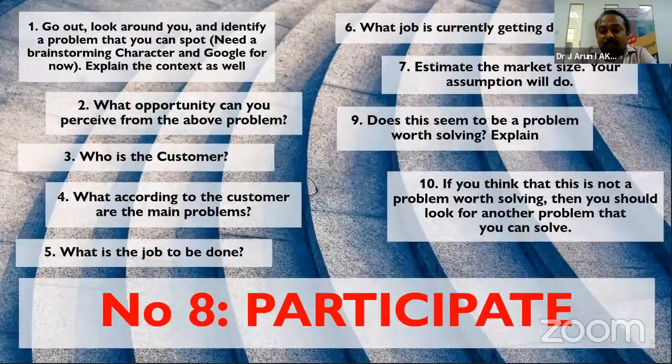Number 8. See, this is how you should be. 1, 2, 3, 4, 5, 6, 7, 8 is missing. 8 is participate. You have to just participate. When ma'am is asking you to participate in this skill development workshop, you participated, but you did not participate 100%. You have to be interactive with the speakers. Okay, that is really important. Number 8 is to participate.